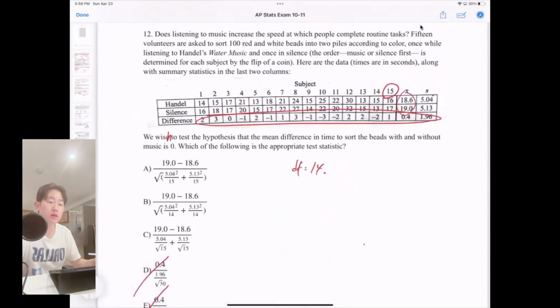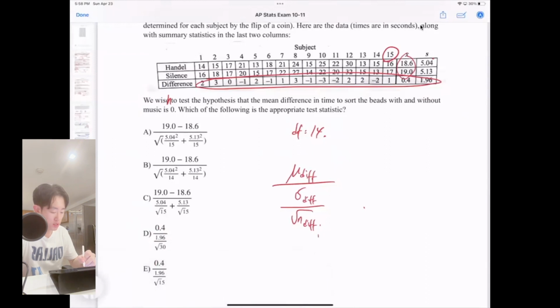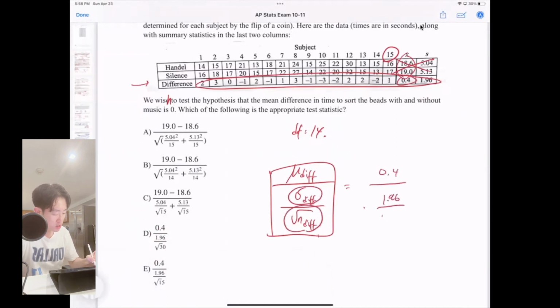Okay, so this is going to be for the differences, and so it's the mean of the difference over the standard deviation of the difference over the square root of n of the difference. So here's what it's going to look like. Now, for this particular type of question, this is the formula that you're going to be using for the difference of the two. So we're not going to be focused on the mean and standard deviation of the samples. Rather, we're going to be focused on the difference here. So the mean here would be 0.4 with a standard deviation of 1.96 and the square root of 15, because that's still the sample size of the difference. And so the correct answer here should be E.